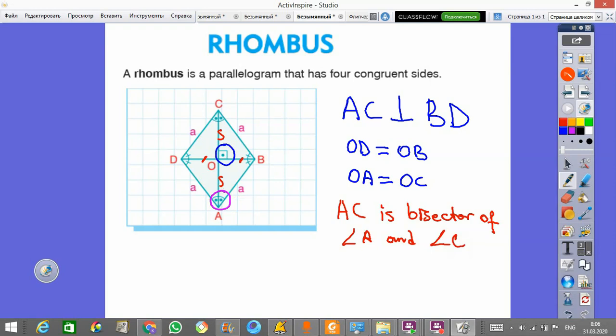The small two dots show they are bisected. Diagonal AC is the bisector of angle A and angle C. Similarly, diagonal BD is the bisector of angle B and angle D.